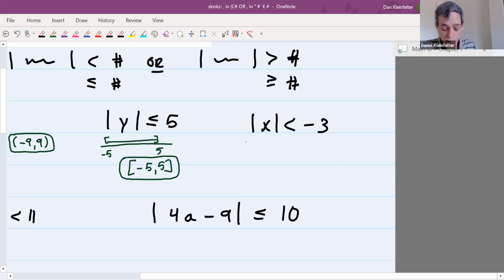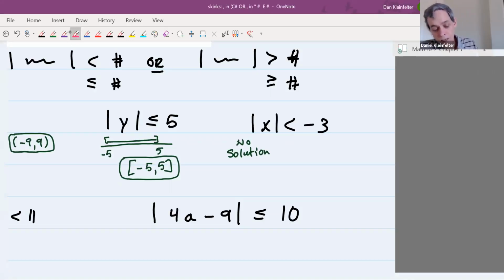Okay, absolute value of x is less than -3. So on this one, there will be no solution, and there's no work to do here because the absolute value of x is always greater than or equal to 0. And so how could it be smaller than -3?